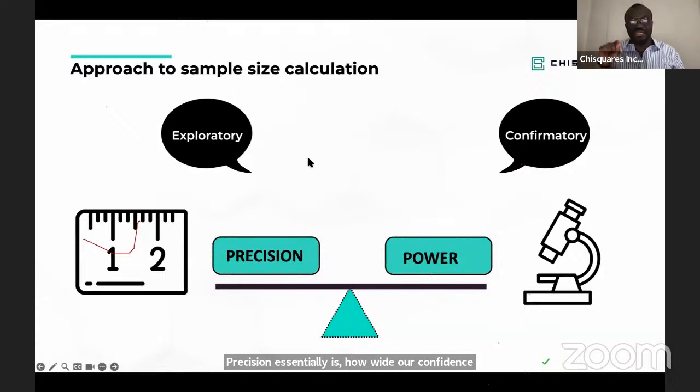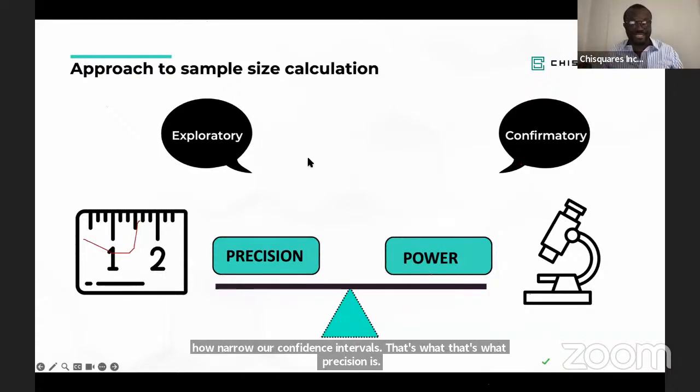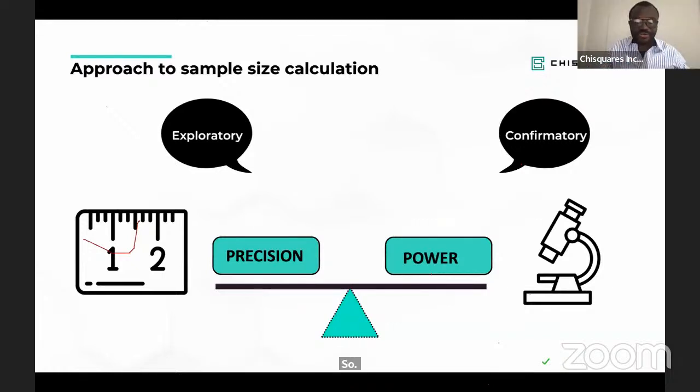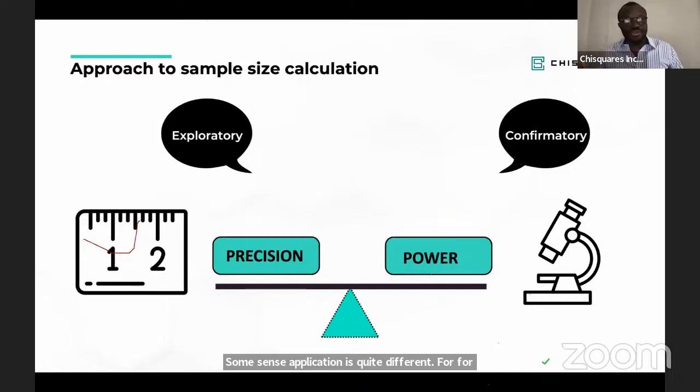But when we are calculating sample size for confirmatory analysis, we are worried about power. Power means the ability to detect differences where they exist. So sample size calculation is quite different for exploratory versus for confirmatory analysis.